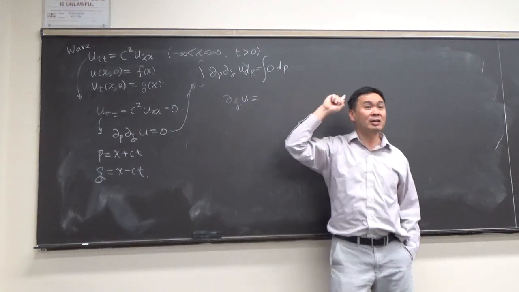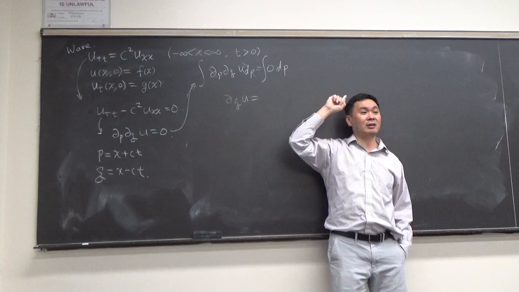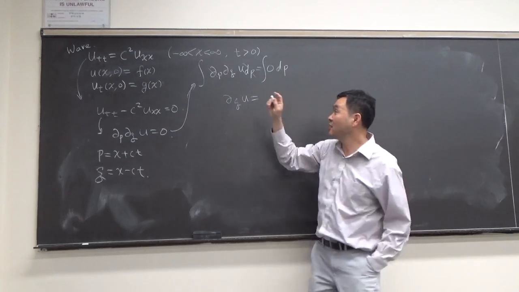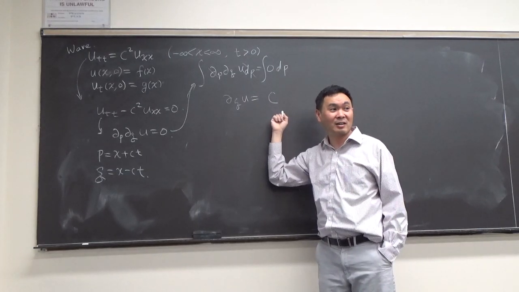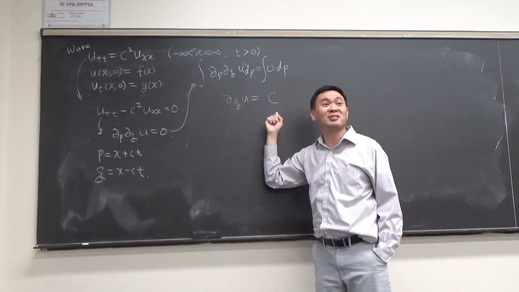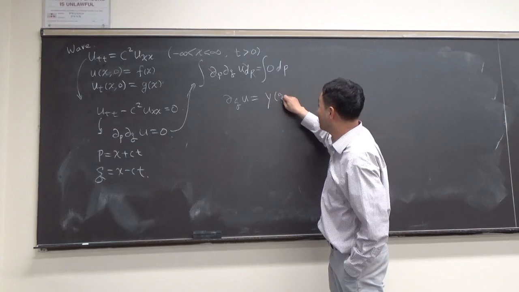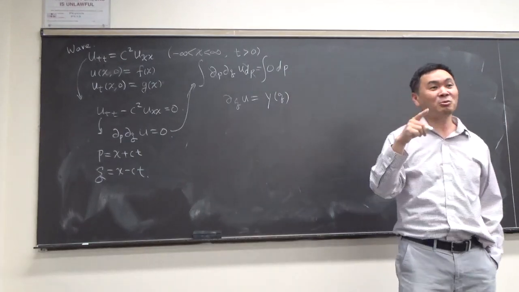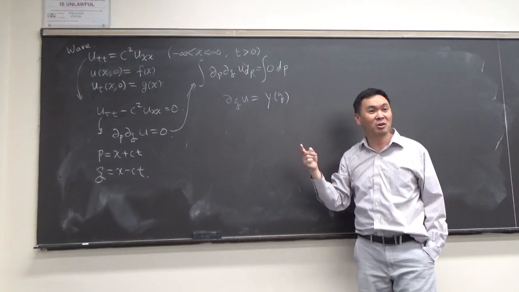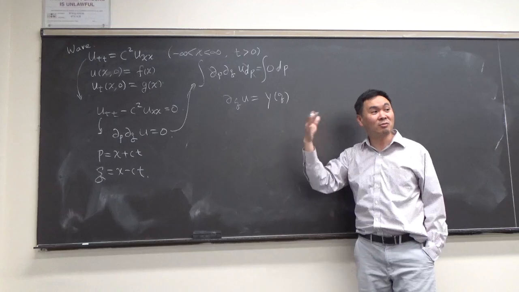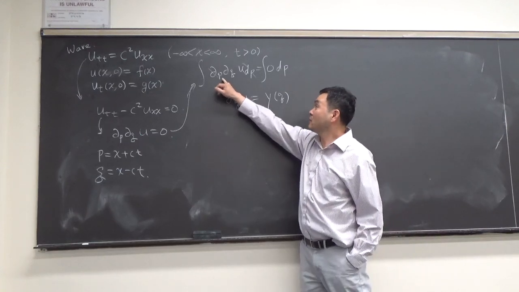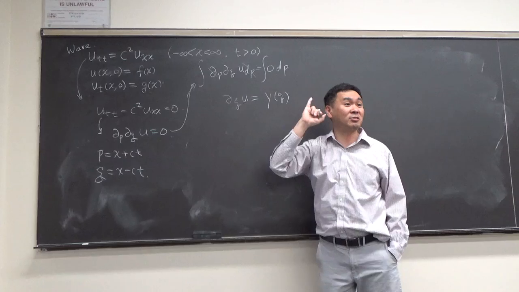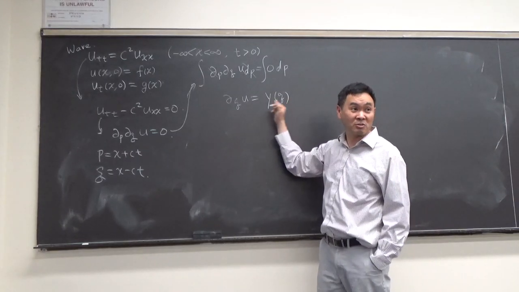If you integrate 0, what do you get? What's the antiderivative of 0? Constant c, right? However, we're doing partial integration. In that case, the constant could be a function of q. You remember that? When you solve exact equations in differential equations, the antiderivative could be a function of the other variable. Since this is a partial integration, you're considering q as a constant. So functions of q will be considered as a constant.